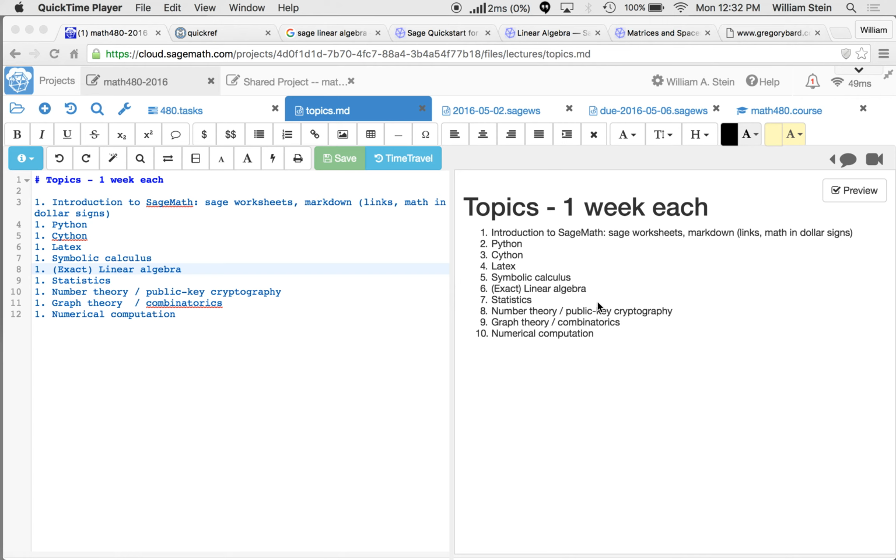We won't be doing numerical linear algebra this week, but exact linear algebra, which is very much like what you have in Math 308. Then we'll talk about statistics next week, number theory and cryptography the week after, graph theory and combinatorics, and numerical computation, which will involve some numerical linear algebra.